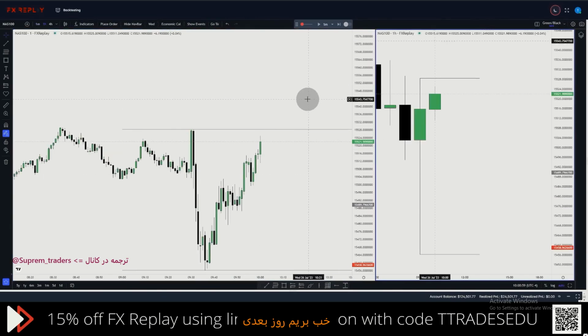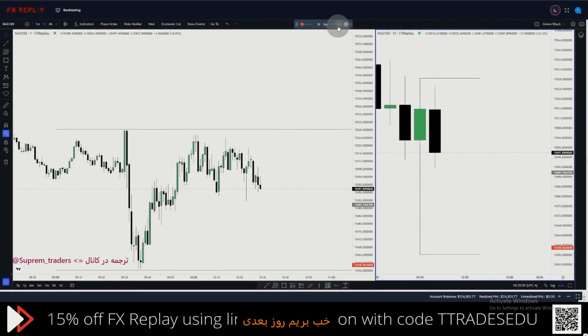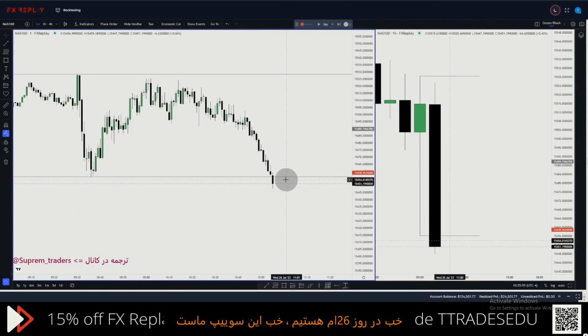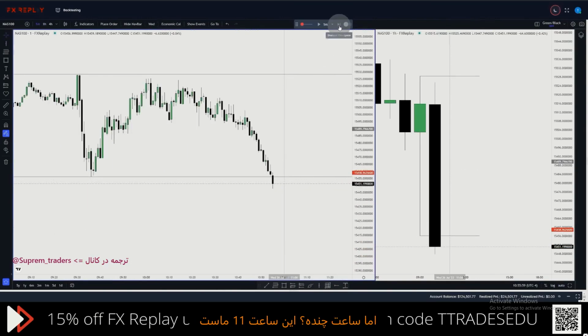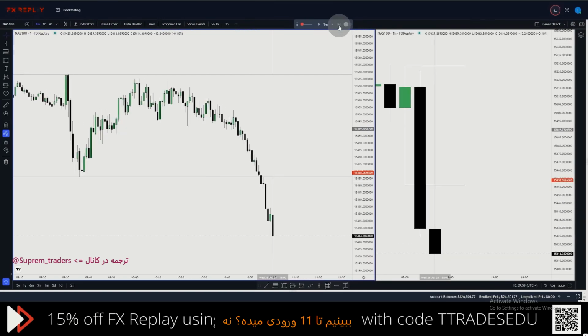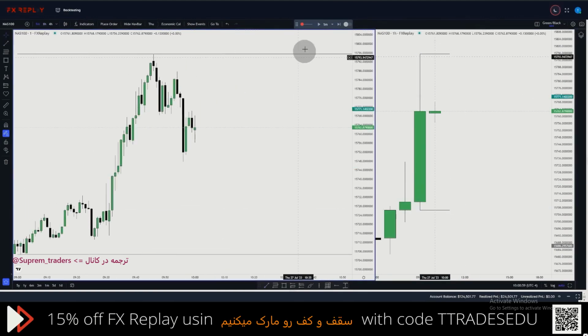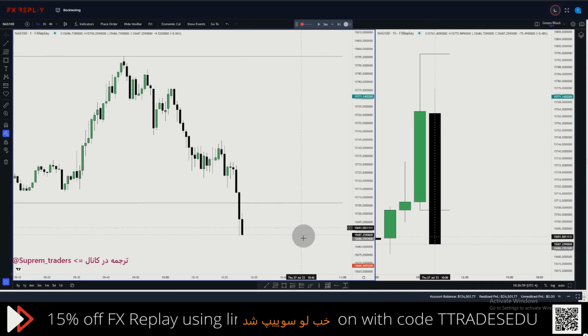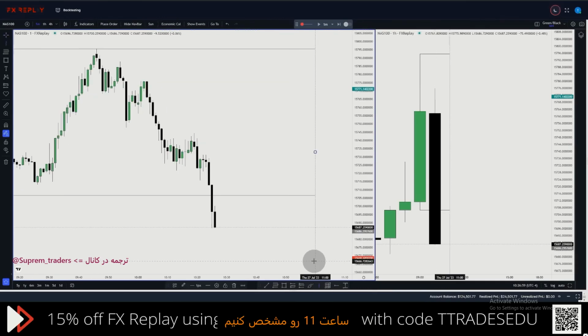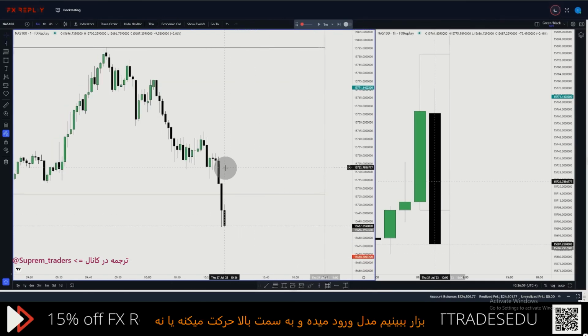So here we are on the 26th. Okay, here's our sweep, but where are we at? Here's our 11. So does an entry provide itself at 11? No. Going to the next day. Here we are on the 27th. Let's mark out our high and low. Okay, here's a sweep of this low. Let's mark out our 11. Let's see if we get an entry model moving back higher.